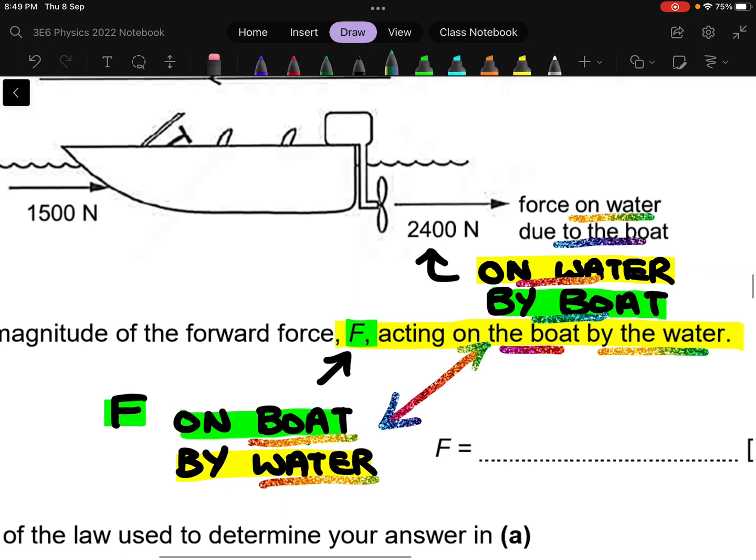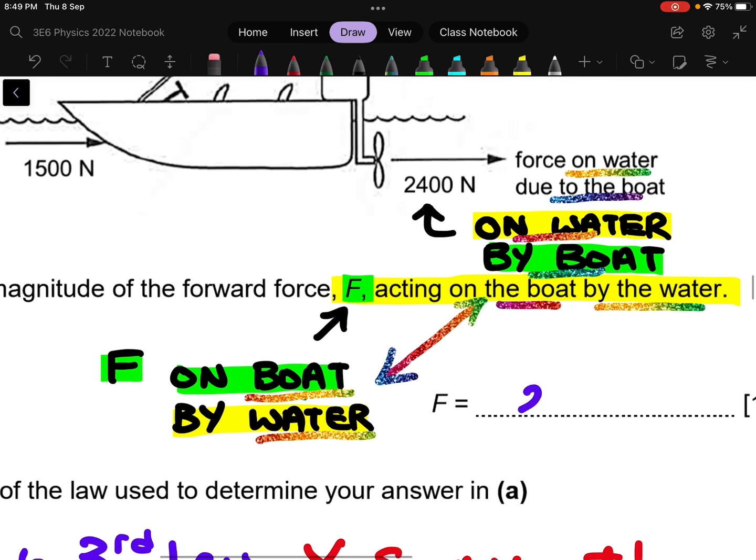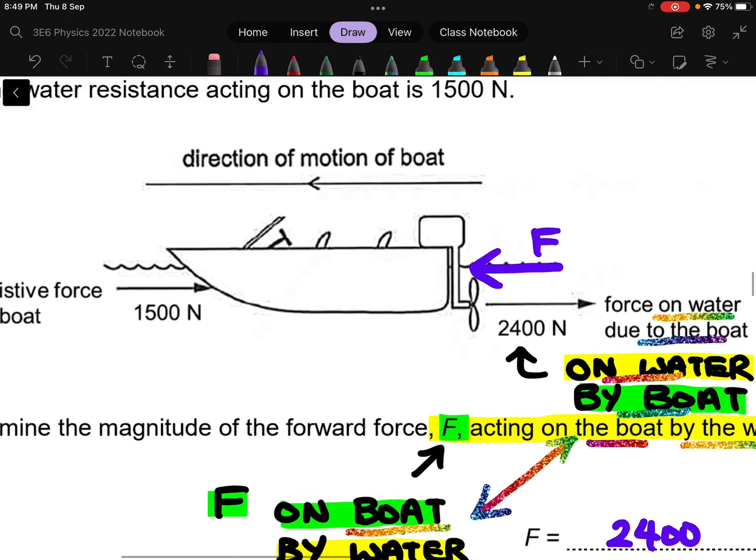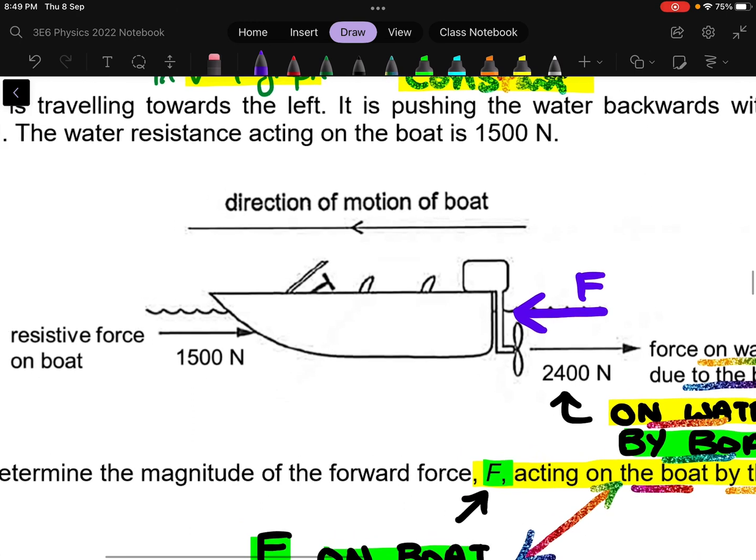So this F over here and this 2400 Newton are actually the action-reaction force. Because they are action-reaction force, they will share the same magnitude, but F will be acting on the boat in the opposite direction. So once you see this, you can take a look at this diagram. The initial direction of the boat is going to the left.